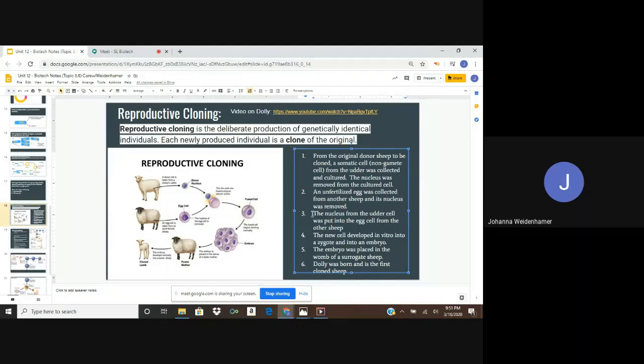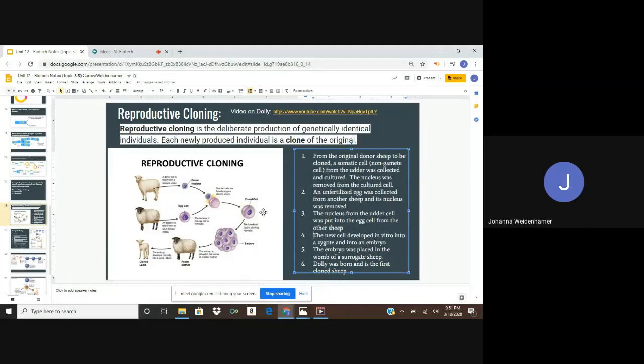Let's now take a look at step 3. The nucleus from the udder cell, so the nucleus from this sheep 1, was put into the egg cell from sheep 2, this one. So you can see here in the image that the nucleus from sheep 1, or the all-white sheep, was put into the empty egg cell of sheep 2. So when we do that, we are on to step 4. The new cell developed in vitro into a zygote and into an embryo.